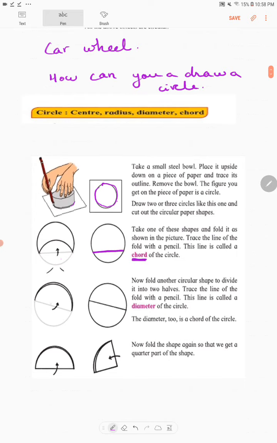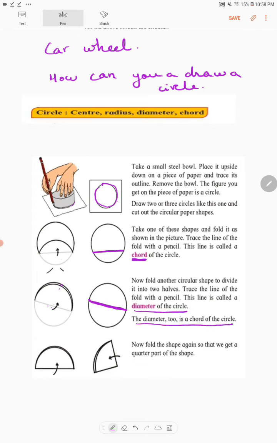Now if I totally fold this paper and overlap the halves, and again open it up, there is a mark over there which divides the circle into two equal halves. This line is called the diameter of the circle. The diameter is also a chord of a circle.